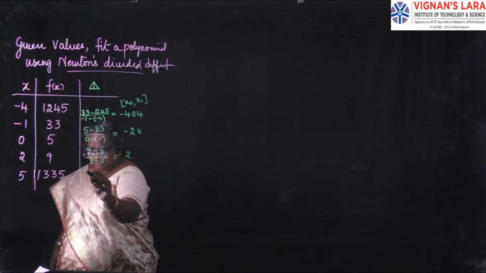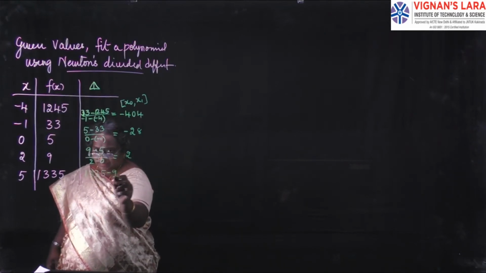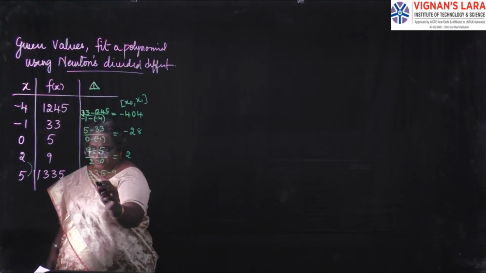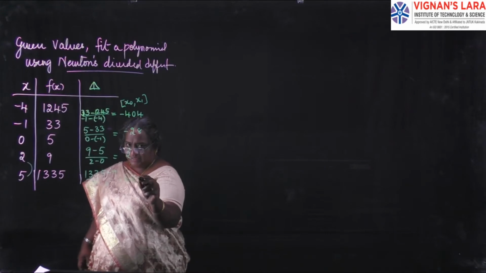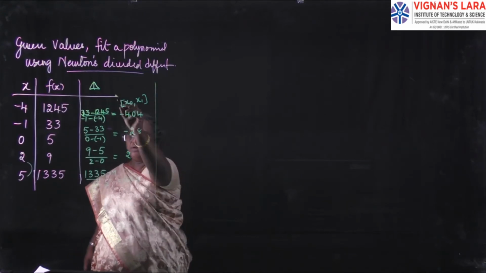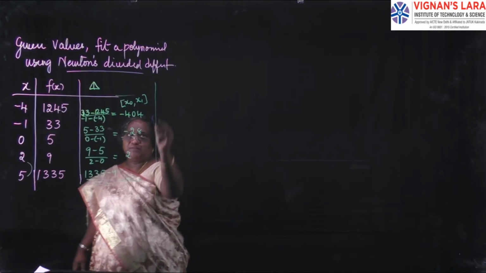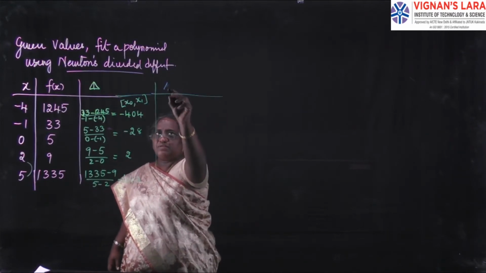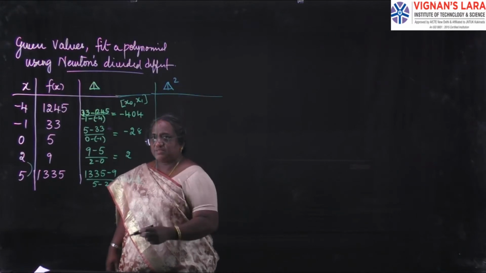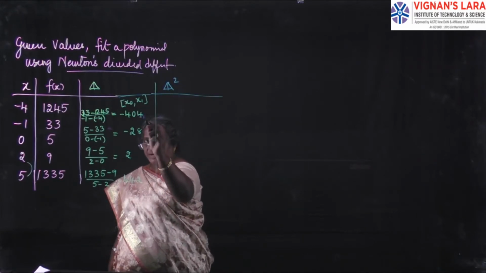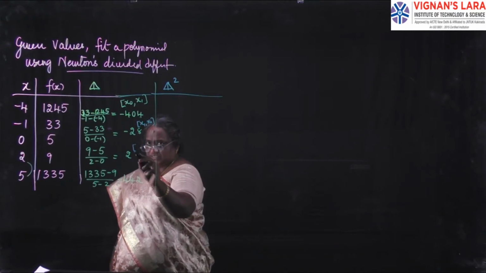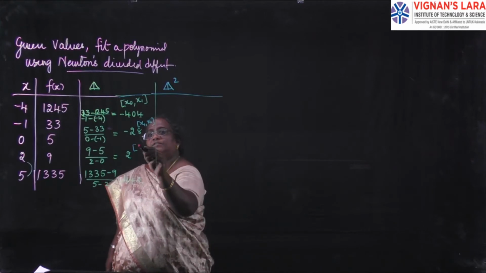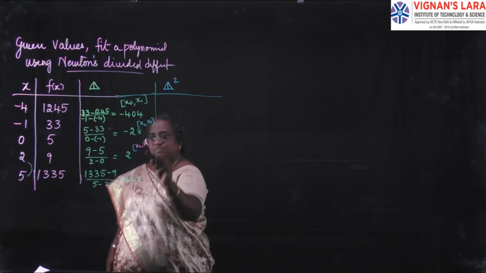Next, 1335 minus 9 by 5 minus 2. 5 minus 2 is 3. If you calculate using the calculator, that will be 442. This is the first divided difference. Next, the second divided difference. It is better to write here, this is x1, x2, first divided difference; x2, x3, first divided difference; and x3, x4.